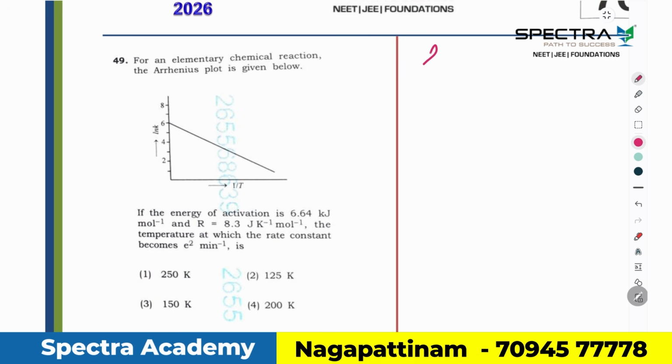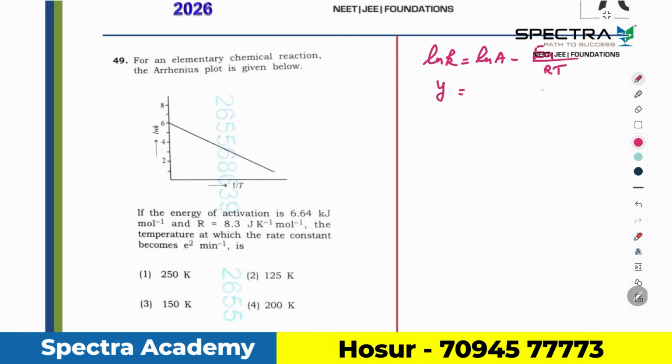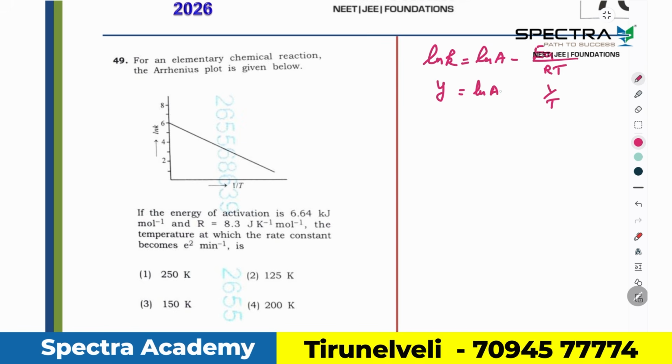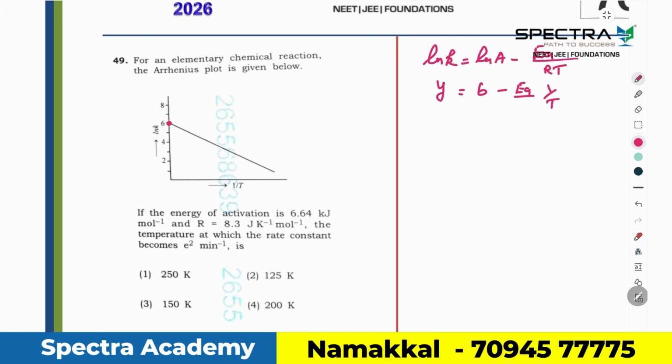You know the Arrhenius equation. So ln K is equal to ln A minus EA by RT. So when you are going with ln K on the y-axis and 1 by T on the x-axis, the intercept is ln A. The intercept, given in the diagram, is 6. Ln A is 6. And we have to go for the slope, which is nothing but minus EA by R.